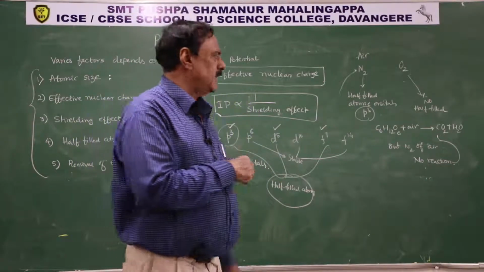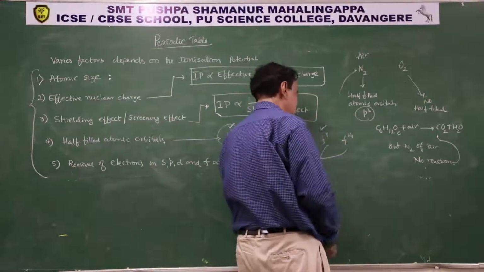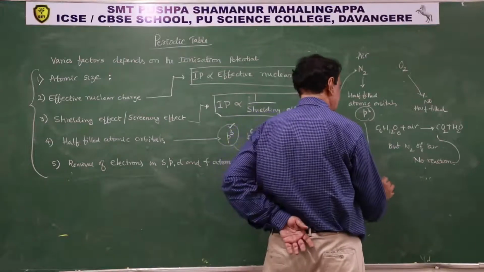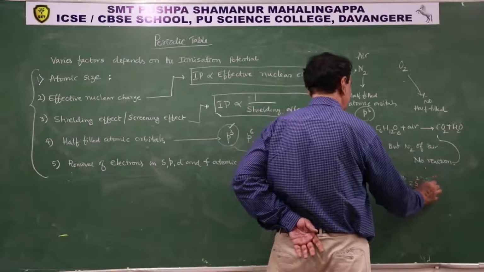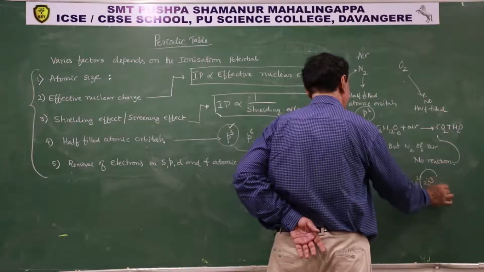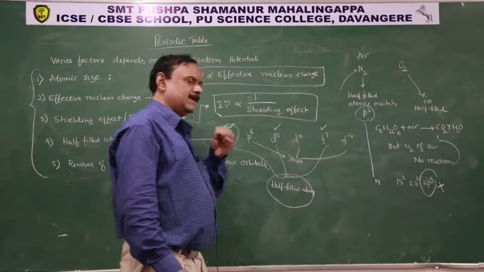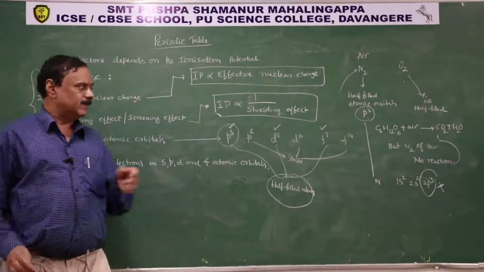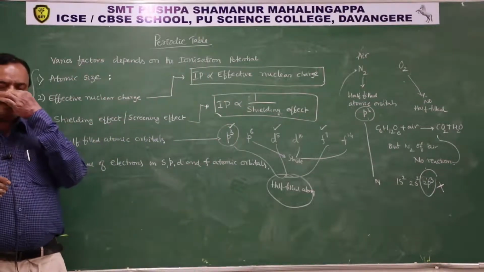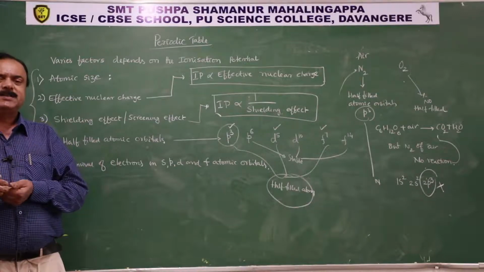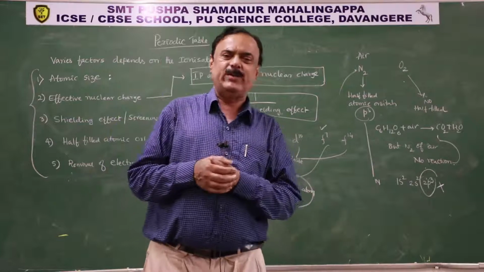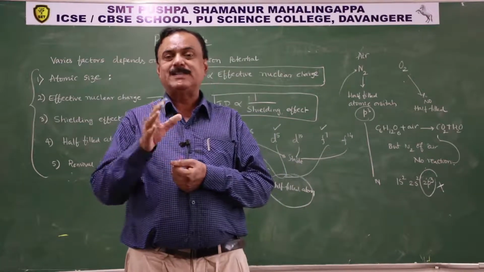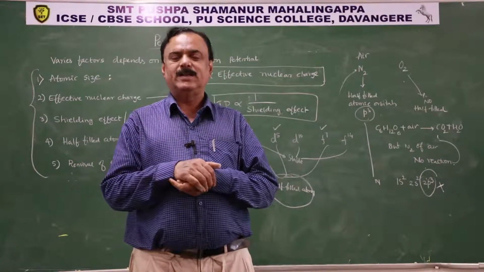When you write the electronic configuration of nitrogen, we have 1s2, 2s2, 2p3 configuration. Because of this reason, it is very stable. Similarly, like that, half-filled atomic orbitals are there: d5 atomic orbital and f7 atomic orbitals. These are half-filled atomic orbitals, which are very stable towards chemical reactions.